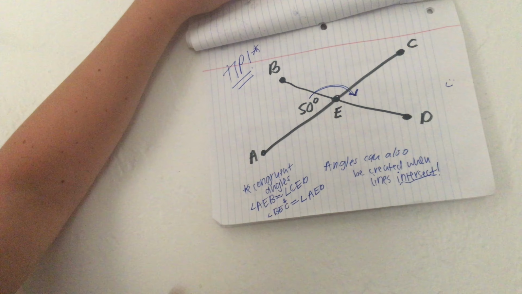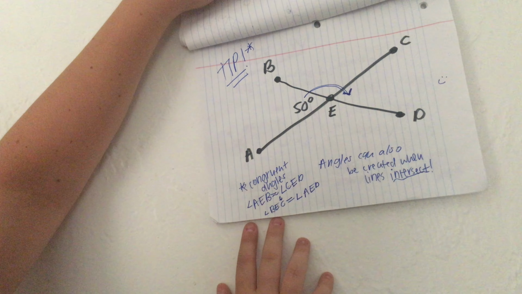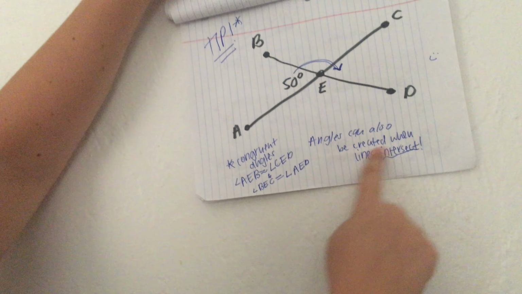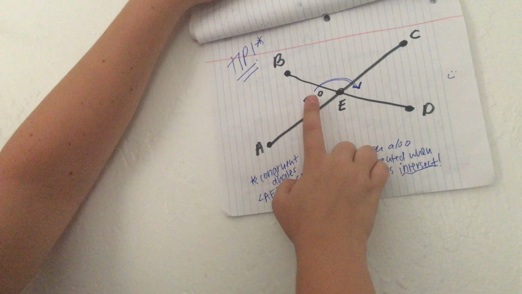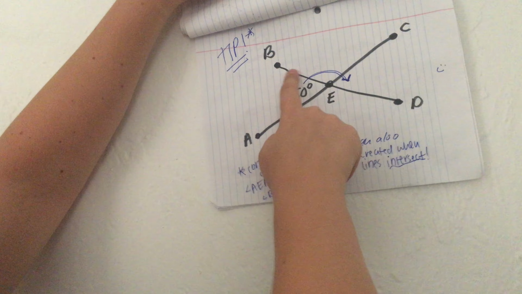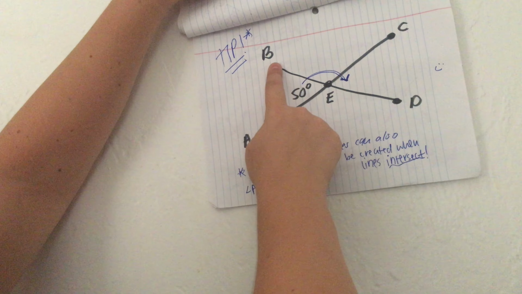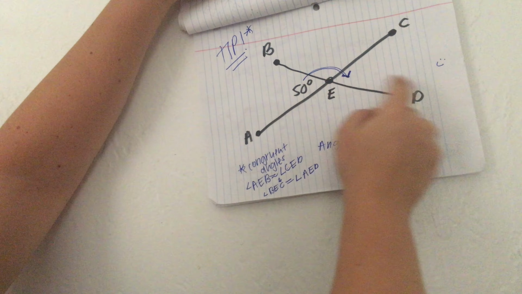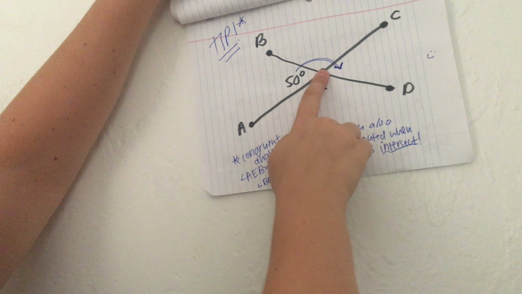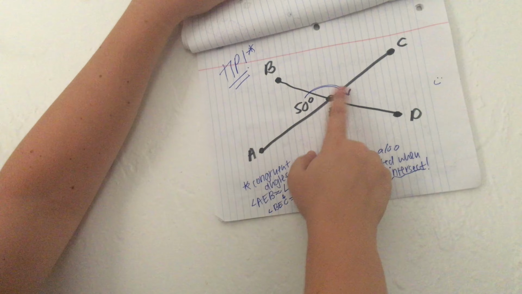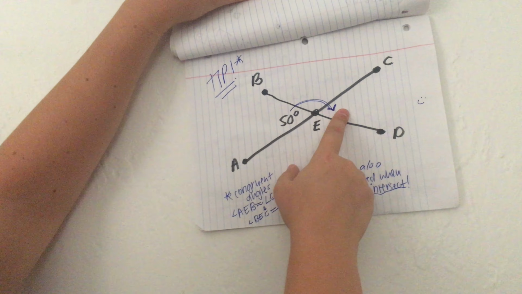One last tip. Here we have multiple angles. So angles can also be created when lines intersect. So here we have 4 different angles. But for this 50-degree one, that's what we call a congruent angle. So angle BEA and CED are congruent because when they're flipped and when they share the same vertex, they're going to be the same degrees. So it's 50 degrees here and 50 degrees there.